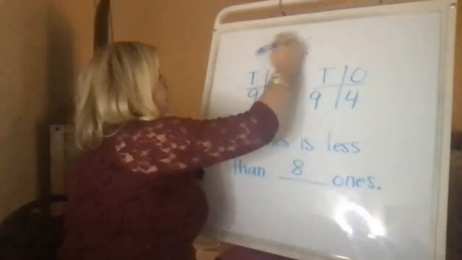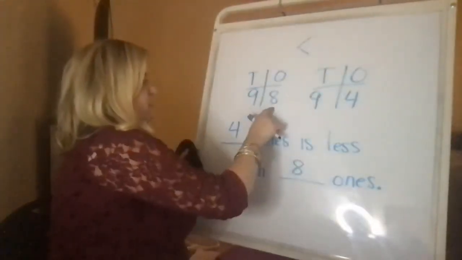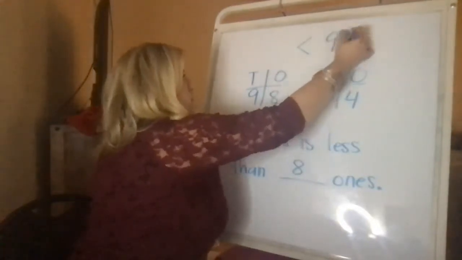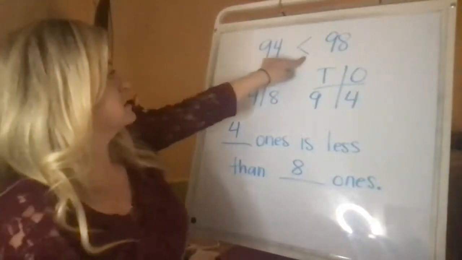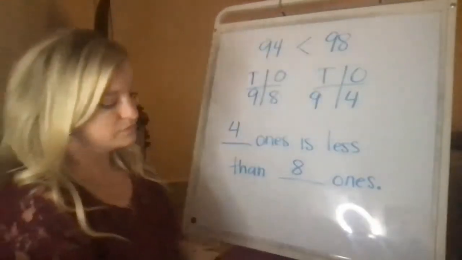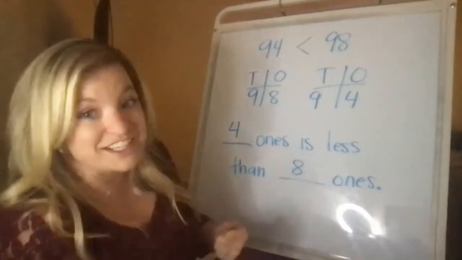So if you make a mistake, just erase, try again. So now I know the alligator eats the biggest number. I know that 98 is my biggest number. So I'm gonna put my biggest number there, 94. And then I read it like this, 94 is less than 98. We're just gonna keep going.